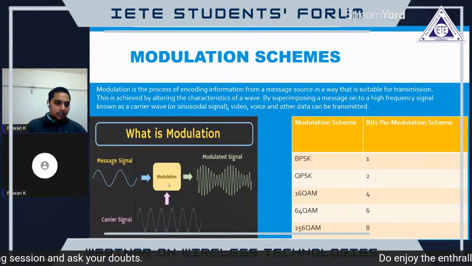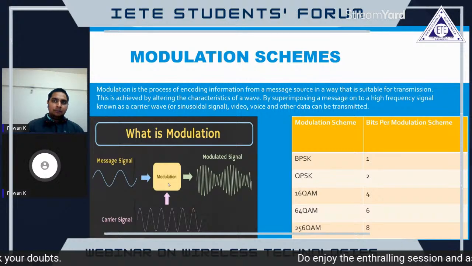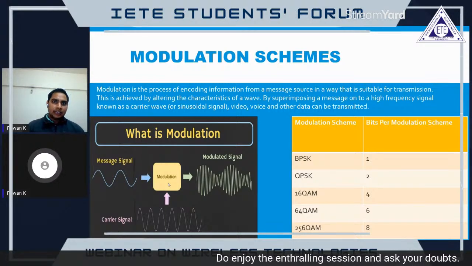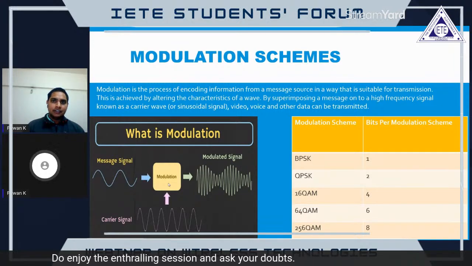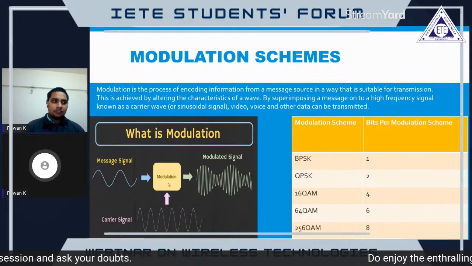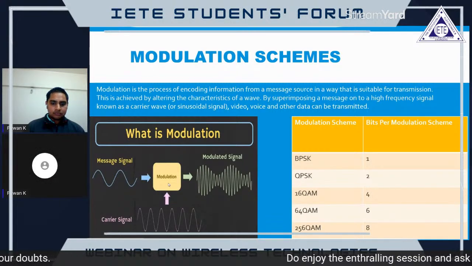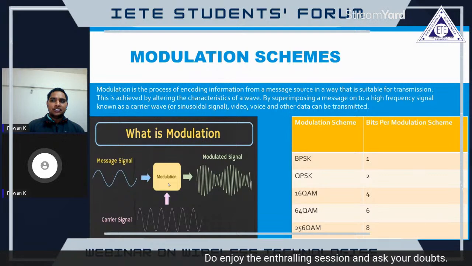You can see that if the amplitude of the carrier is changed, that will indicate amplitude modulation. If the frequency is changed, that will lead to frequency modulation. If the phase is changed, that will lead to phase modulation. So these are the different analog modulation schemes.